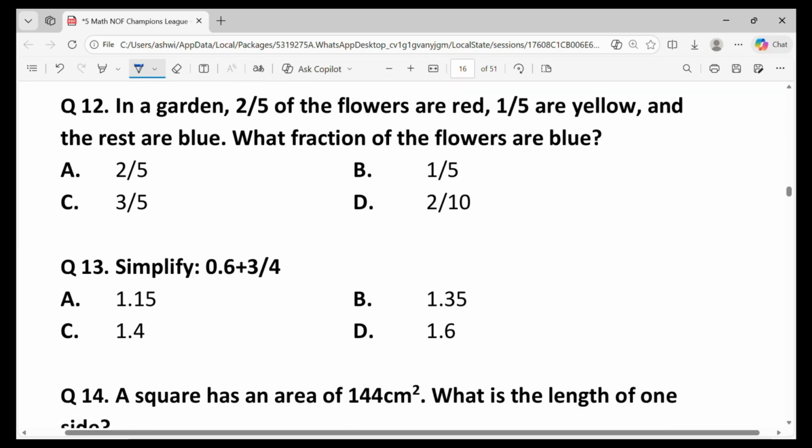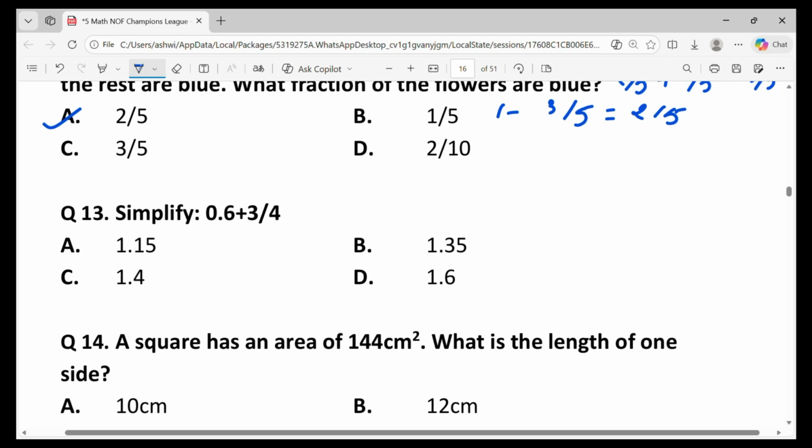Question 12. In a garden, 2 by 5 of the flowers are red, 1 by 5 are yellow, and the rest are blue. What fraction of the flowers are blue? Fraction of red flowers is 2 by 5 and that of yellow is 1 by 5. So the total fraction of non-blue flowers is 2 by 5 plus 1 by 5, that is equal to 3 by 5. So the fraction of blue flowers will be 1 minus 3 by 5, that is equal to 2 by 5. So the answer is A, 2 by 5.